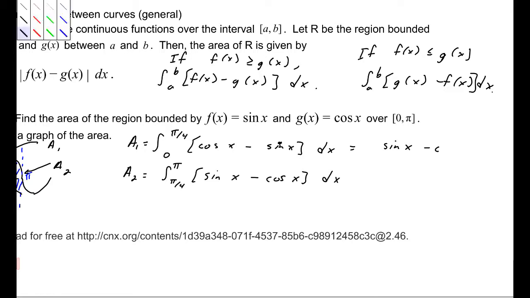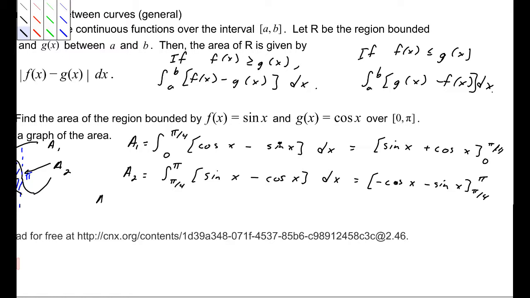Sine x plus cosine x, evaluated from 0 to pi over 4. And this one would be negative cosine x minus sine x from pi over 4 to pi. Now, evaluating each one of them separately.